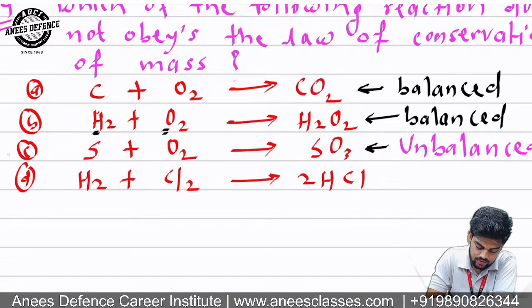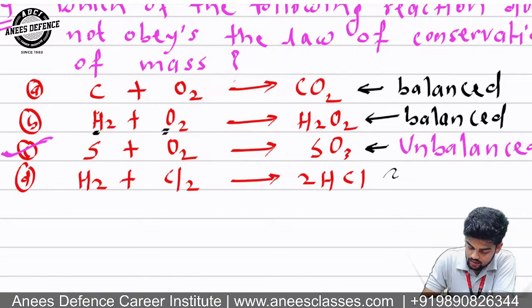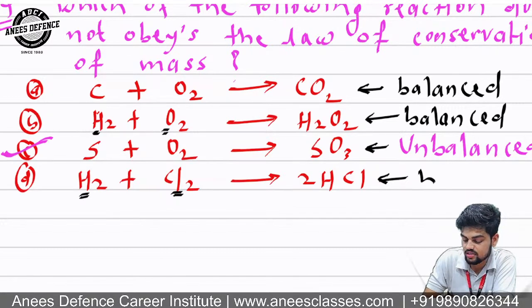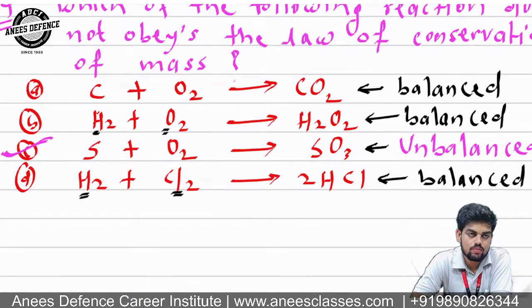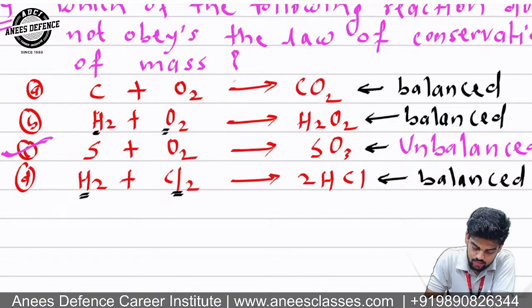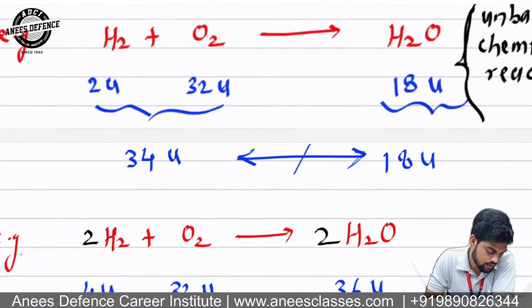An unbalanced chemical equation does not obey the law of conservation of mass. So simply we can say that option C does not obey the law of conservation of mass. You can check the last option as well. The last option is also balanced in terms of hydrogen and chlorine, so this is a balanced chemical reaction. Those reactions which are balanced hold the law of conservation of mass, and those which are not balanced do not. Hope you understand the law of conservation of mass that is given by Antoine Lavoisier.